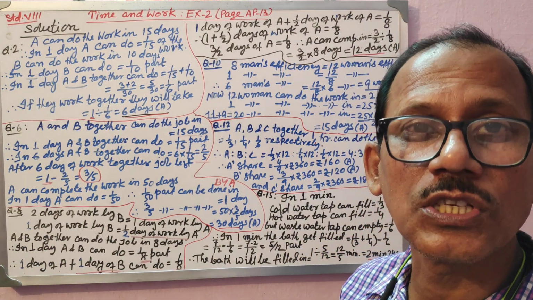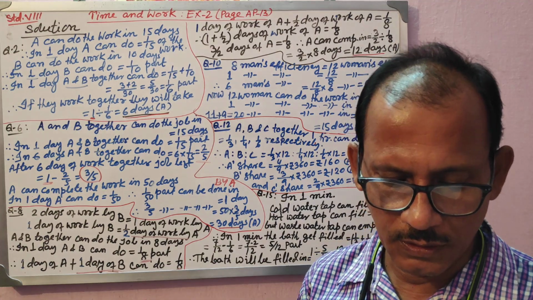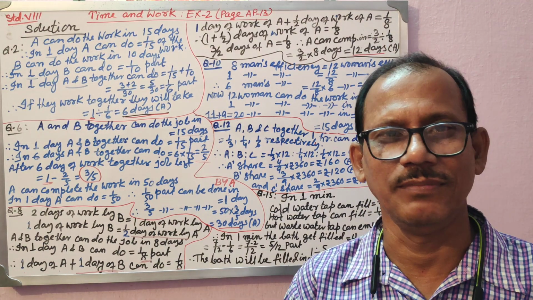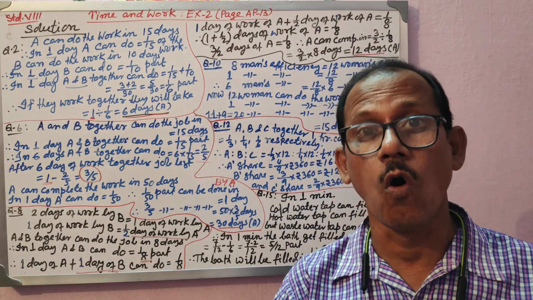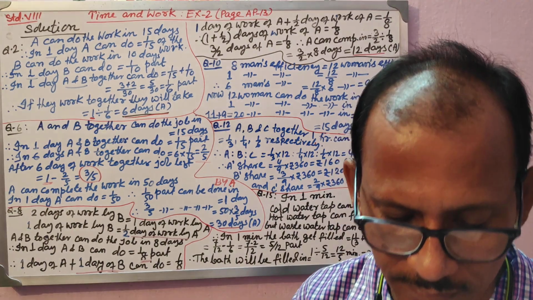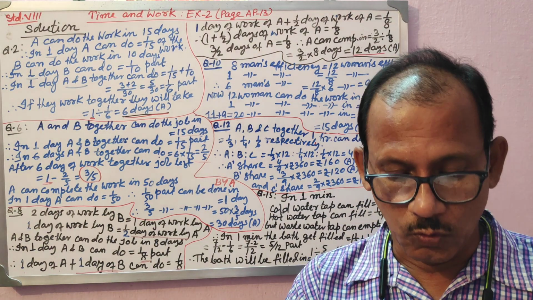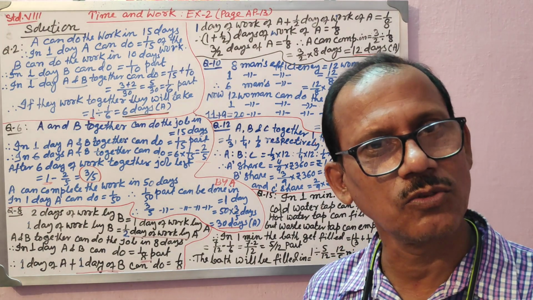What is the question? Question number 10 I am talking about. 8 men and 12 women can do a job in 25 days. It is 8 men or 12 women, not and. That means 8 men can do the work in 25 days and 12 women also can do the work in 25 days. Could you understand?